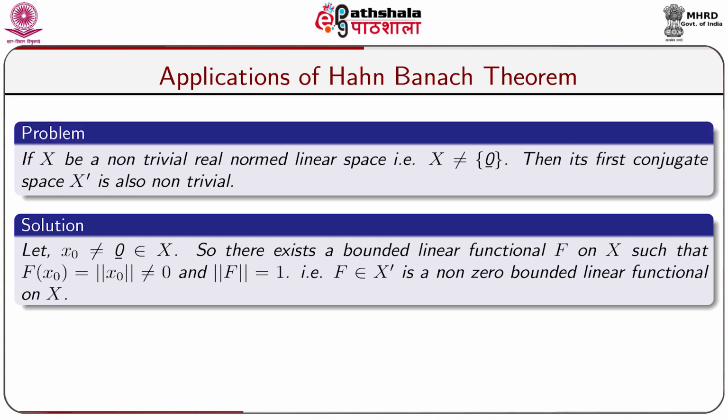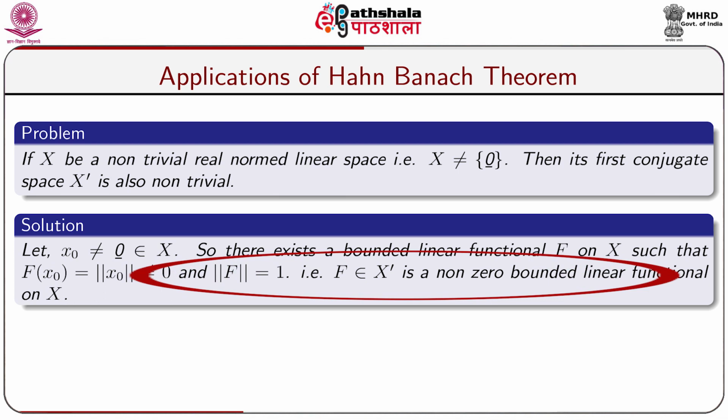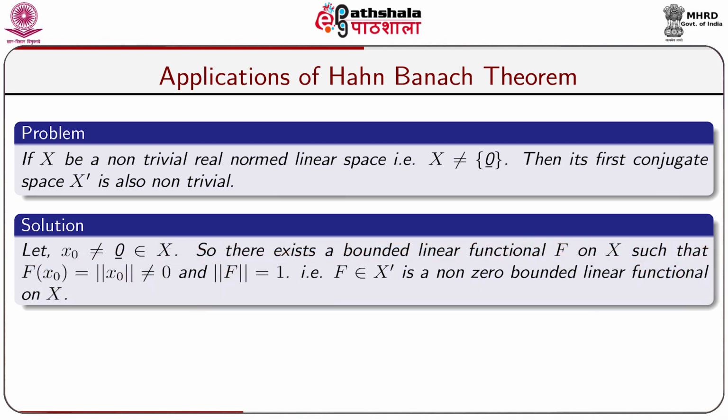The solution looks like this. Let x naught be a non-zero element of capital X. Then there exists a bounded linear functional capital F on X such that f of x naught is equal to norm of x naught, as x naught is a non-zero element. So, norm of x naught is not equal to 0 and norm of f is equal to 1, that is, f belongs to capital X dash. So, X dash guarantees that there must always exist a bounded linear functional, which shows that f belongs to capital X dash is a non-zero bounded linear functional on capital X.